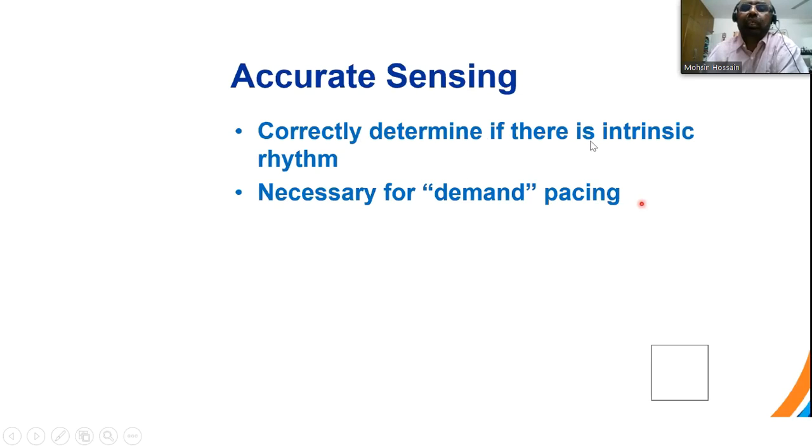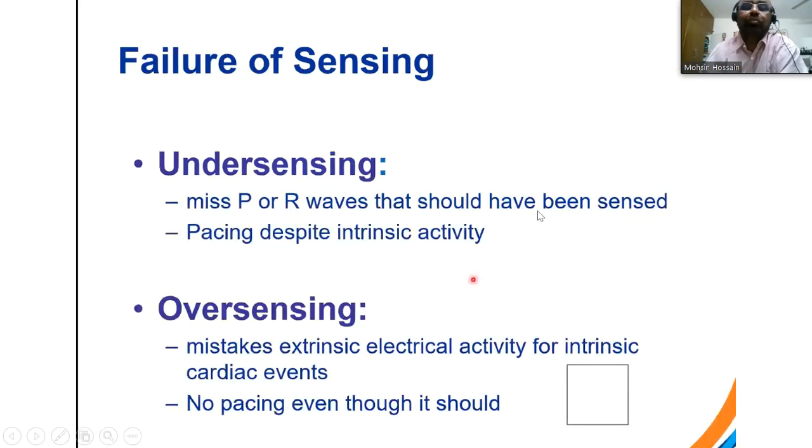It determines whether the intrinsic rhythm is present or not. If the intrinsic rhythm is present, it will inhibit pacing. If there is no intrinsic rhythm, it will pace. This is called demand pacing. Failure of sensing is undersensing and oversensing. These are most common.